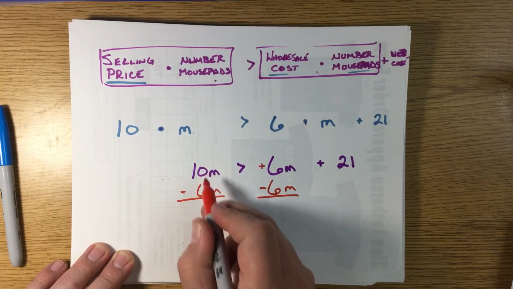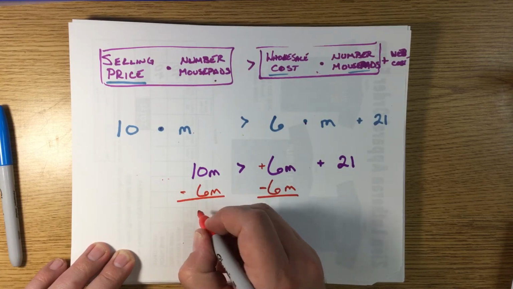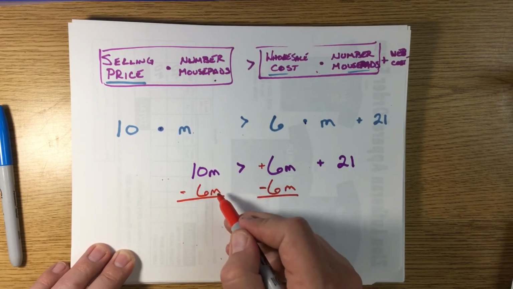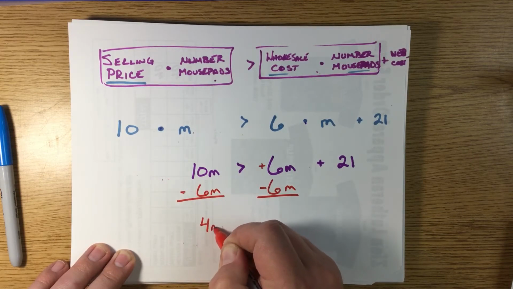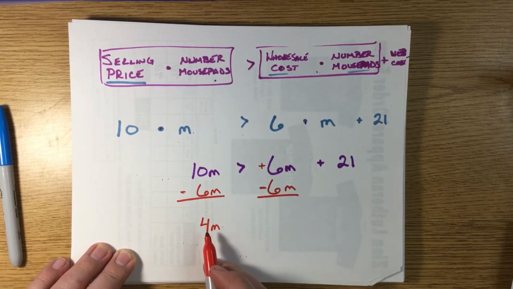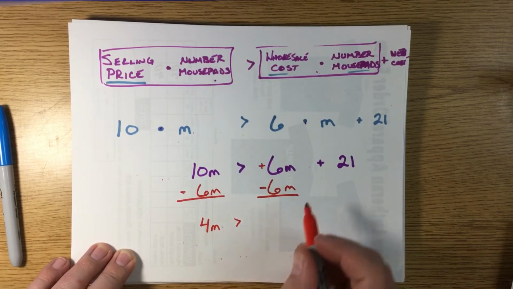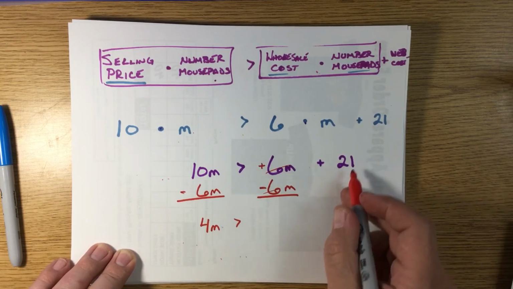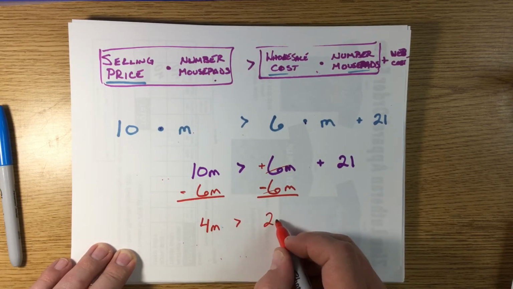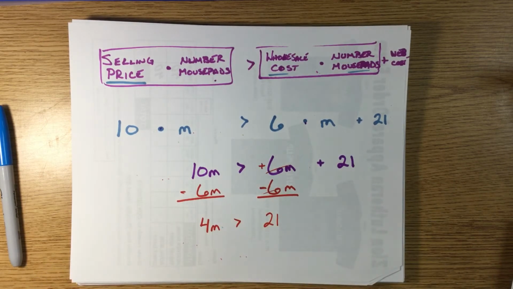If I have 10 m's over here and I take 6 of them away, I jumped the gun there. I gave the answer. I have 4 m's left. 4m is greater than, these guys cancel each other out, and the 21 just drops down, so 4m is greater than 21.